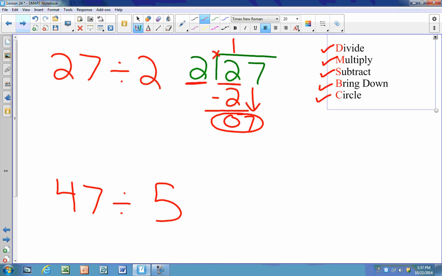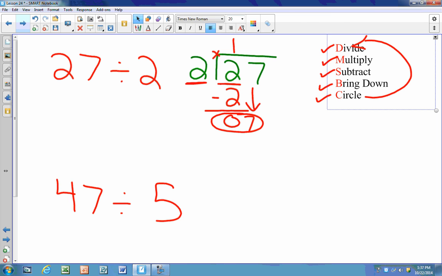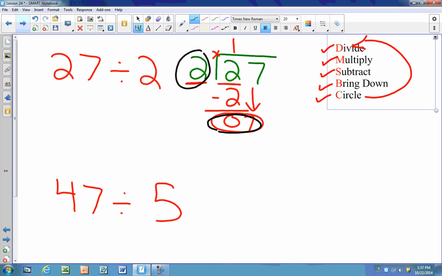Once I've circled, that tells me I'm going to have to go all the way back to the beginning and start the whole process again. So now I'm asking myself, how many times can 2 go into the 7 that's down here without going over? Because it doesn't go in an exact amount. So this time, the 2 goes into 7 3 times without going over, because 2 times 3 is 6. If I chose 4, it would be 2 times 4, which would be 8, and that's too much.